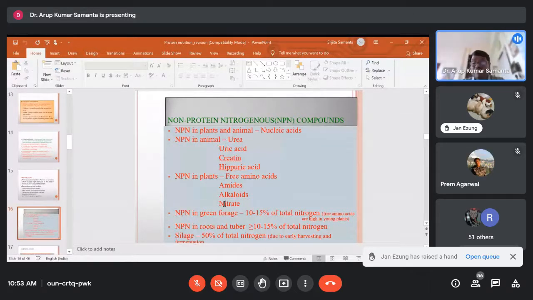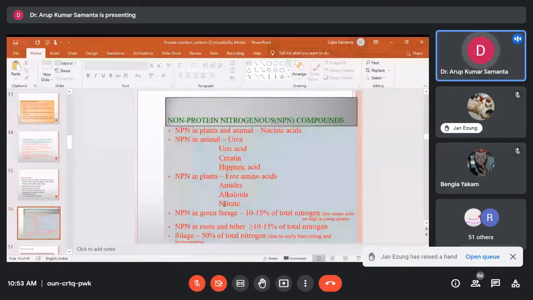Because ruminant species have the unique capability to utilize non-protein nitrogenous compounds and convert them to microbial protein, which has an excellent amino acid composition. So if the animals are not getting good quality protein, they can utilize non-protein nitrogenous compounds in the form of urea, which can be converted to microbial protein.